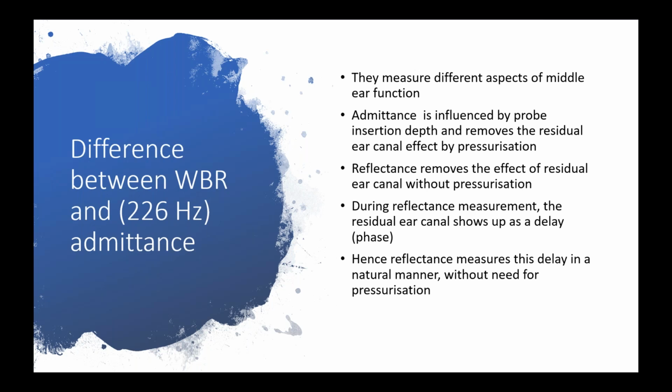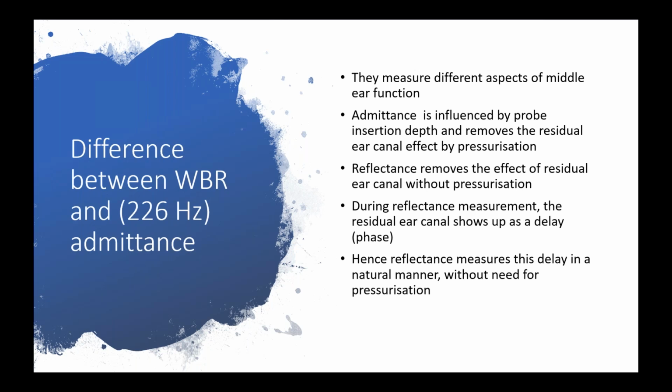I'll just come to it a little bit later, but when we say the admittance calculated with the wideband reflectance, it's a different way of calculation or measurement compared to the 226 Hertz admittance. In 226 Hertz tympanometry, we pressurize the ear canal and then measure the admittance, whereas with the reflectance, we can still calculate the admittance, but it's derived through the reflectance measurements.